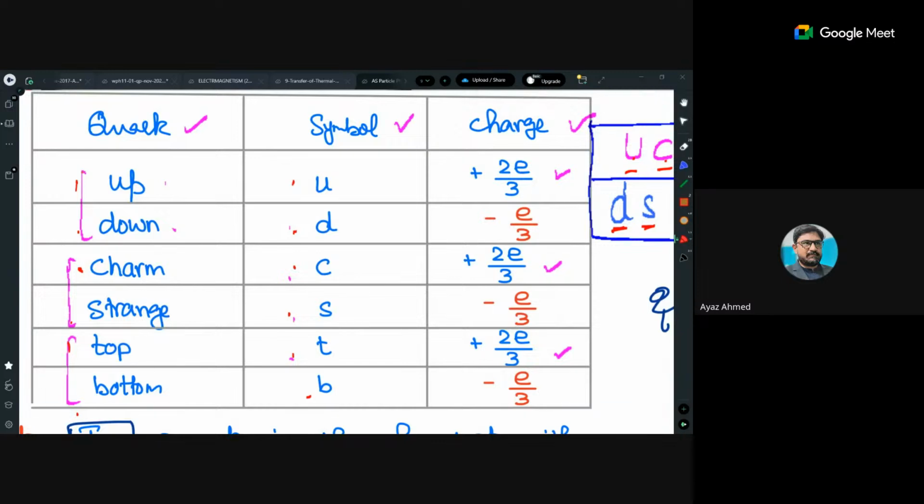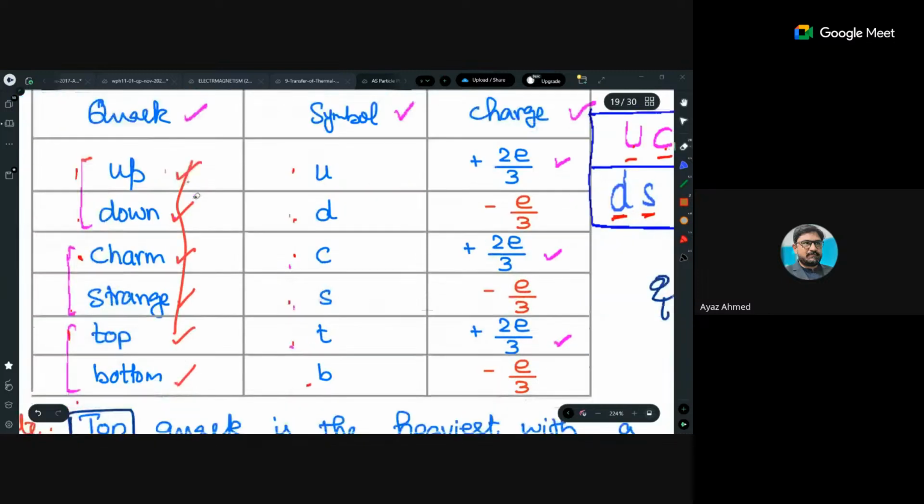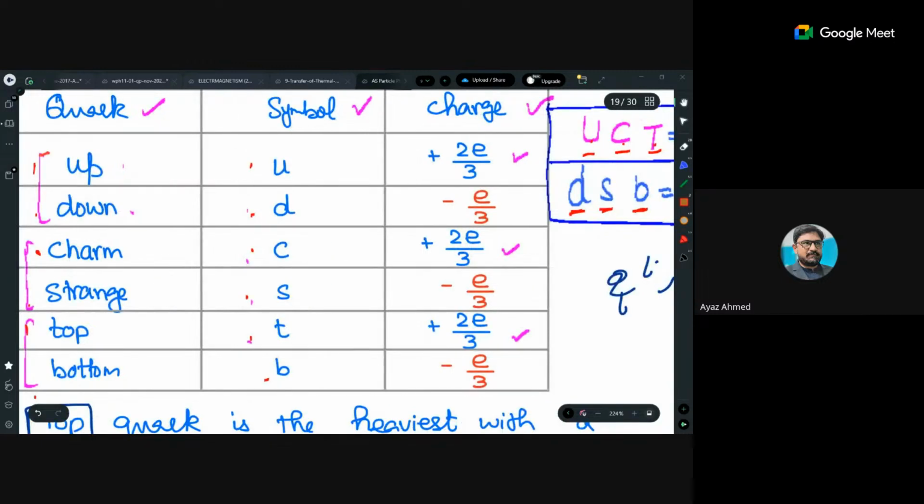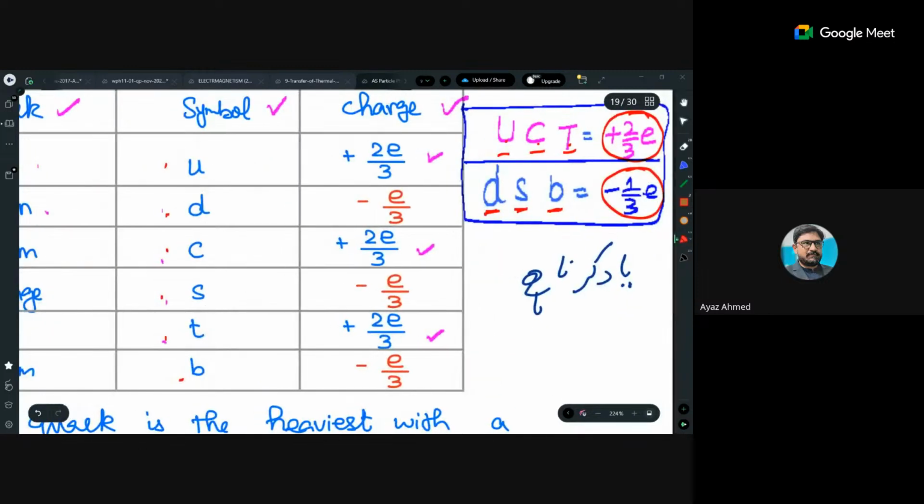The quarks come in pairs: up quark and down quark, that is one pair; charm quark and strange quark, that is another pair; and top quark and bottom quark, that is another pair. In all of these there are some common properties. Their symbols are U, D, C, S, T, B, but I have selected another format where your all UCT, up, charm and top, have a charge of plus 2 by 3e. What is their charge? Plus 2 by 3e.